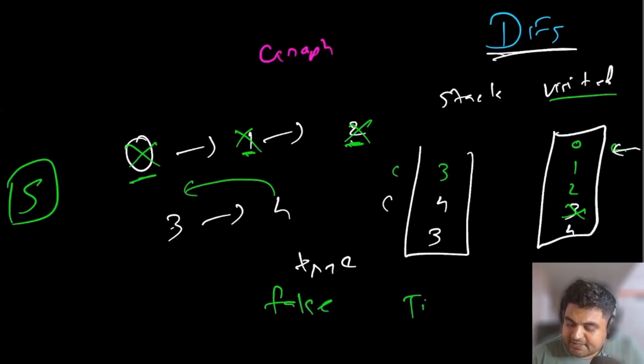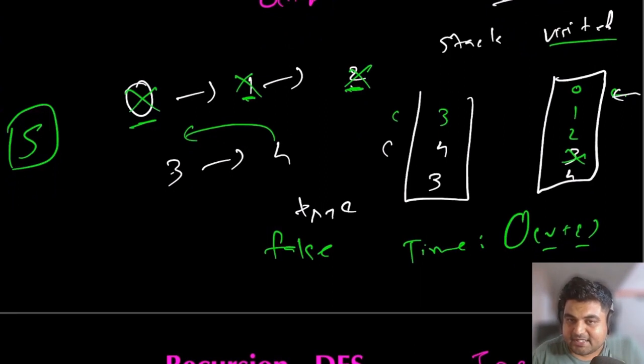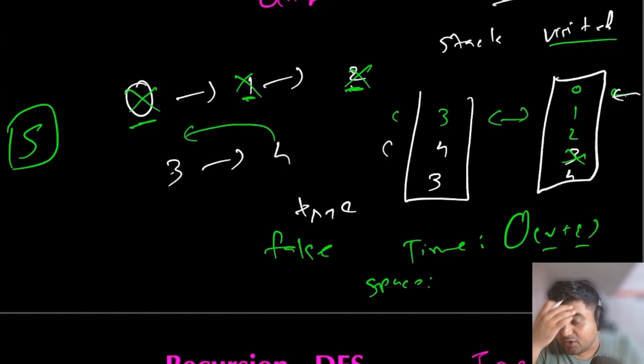If we see time complexity, it is going to be big O of V plus E, where V is the number of vertices and E is the number of edges. So V plus E is pretty standard for any graph kind of problem. Space complexity is going to be directly correlated with these two items, so it is going to be big O of V, or big O of the number of vertices.